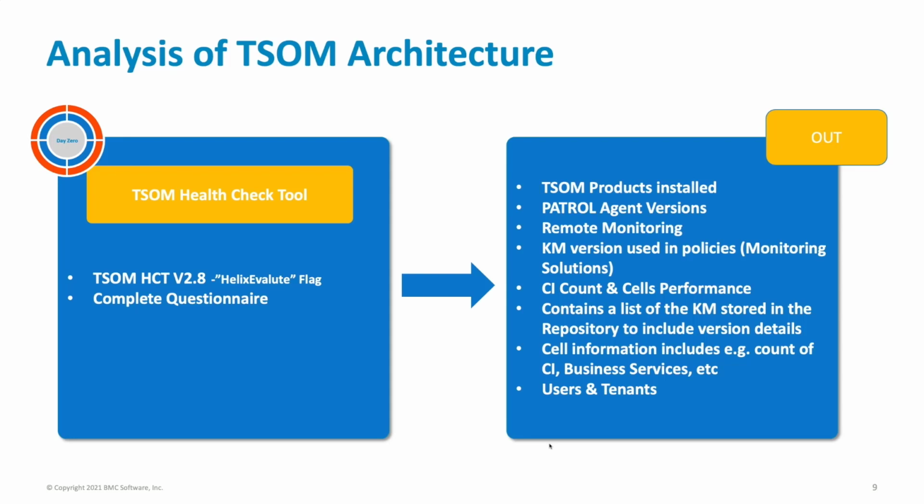What remote monitoring are we using? Which KM versions are we using? CI counts, cell performance, things like that, to be able to plan for the sizing of the installation. The list of KMs stored in the repository, cell information, CI information, and tenants. So the health check tool gives us a good understanding about what is the current state of the TrueSight installation.